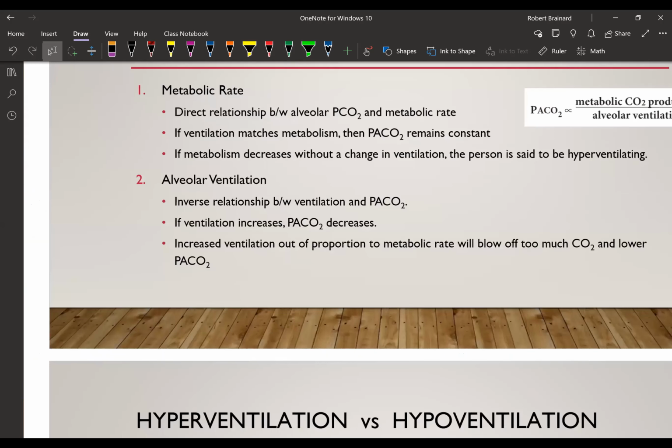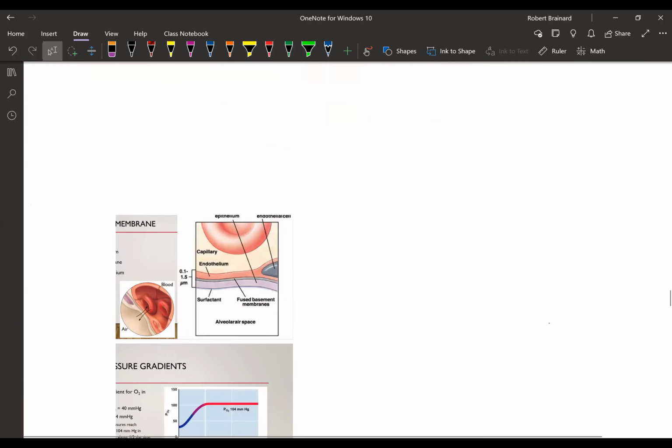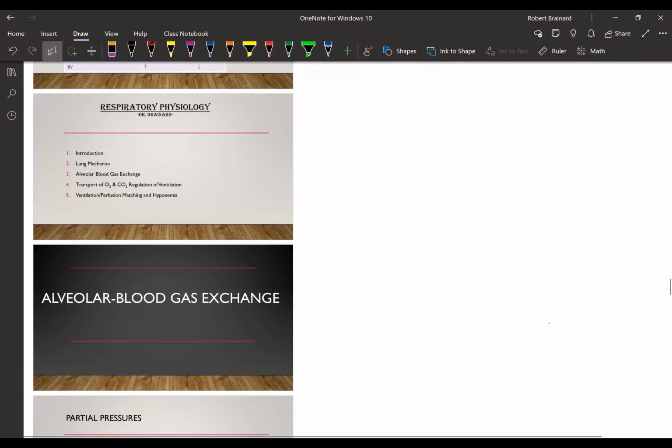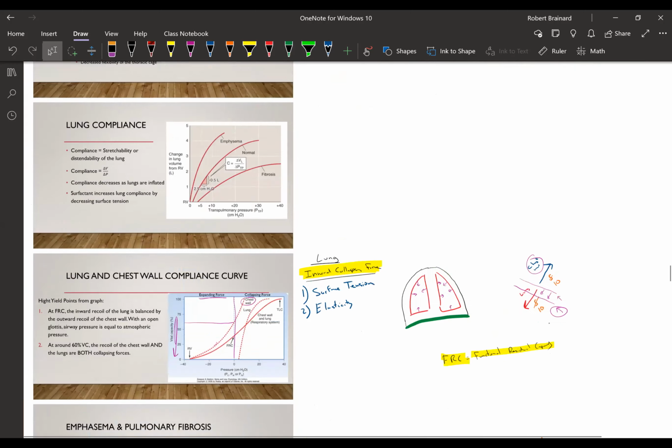Okay. Dadgummit, it keeps booting me. I think this is a OneNote issue. It only does it when I'm recording. So bear with me here as we go back.